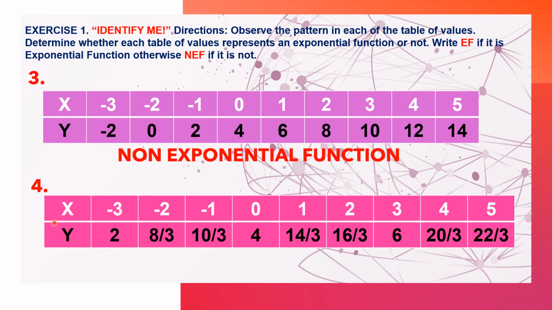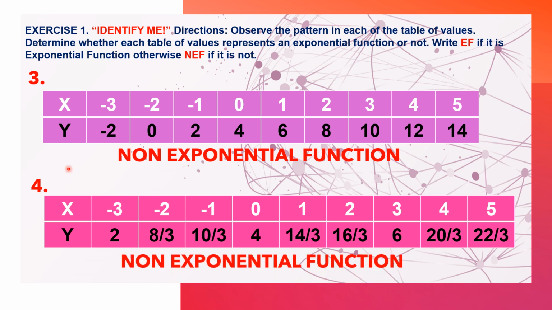We have, again, the x values already have a common interval, which is 1. So, let's check for the common factor. Divide 22 over 3 divided by 20 over 3 is equal to 1.1. 20 over 3 divided by 6 is equal to 1.11. 6 divided by 16 over 3 is equal to 1.125. So, the factor is no longer common, so it is a non-exponential function.